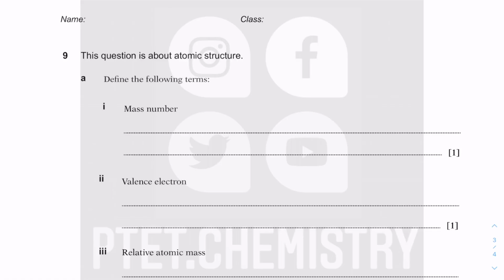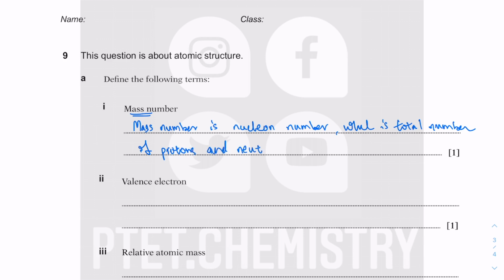Question 9 onwards is something to do with structured questions. Define the following term. Mass number. Mass number is the same as nucleon number. And what is nucleon number? It is the total number of protons and the neutrons in the nucleus of an atom. If you don't like the total number, you can use the term which is the sum of the number of protons and neutrons in the nucleus of an atom. They are the same thing.